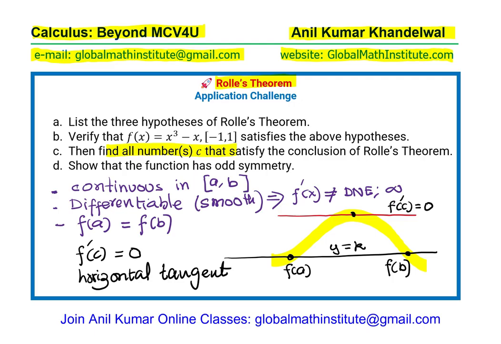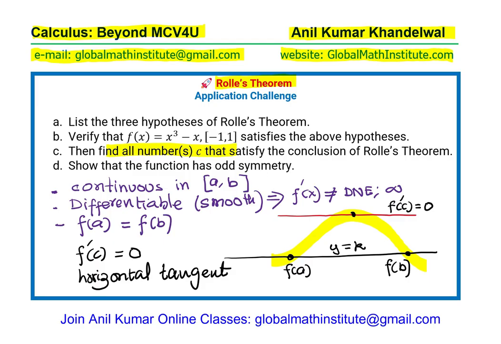So that is what Rolle's theorem is. That is the conclusion. If we have f(a) equals f(b) in a closed interval, then definitely there is a point which is a local extremum in between.